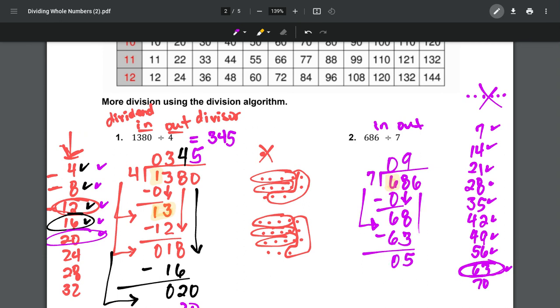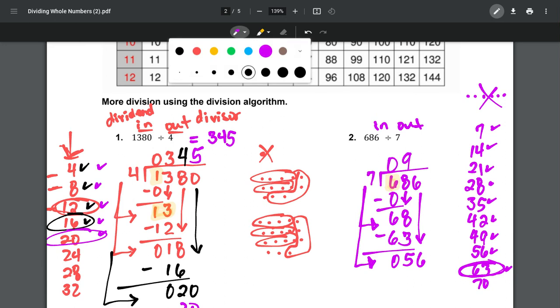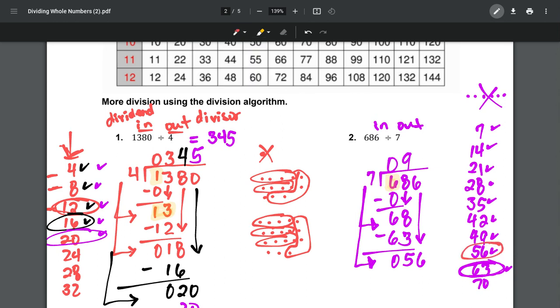After you subtract, you're going to bring down, and then you just start over and figure out how many groups of 7 you can get out of 56. So I'm going to go over here and see how close I can get to 56 without going over. There is exactly 56. So that's 1, 2, 3, 4, 5, 6, 7, 8 groups. So 8 goes above that 6, and 8 groups of 7 is 56.